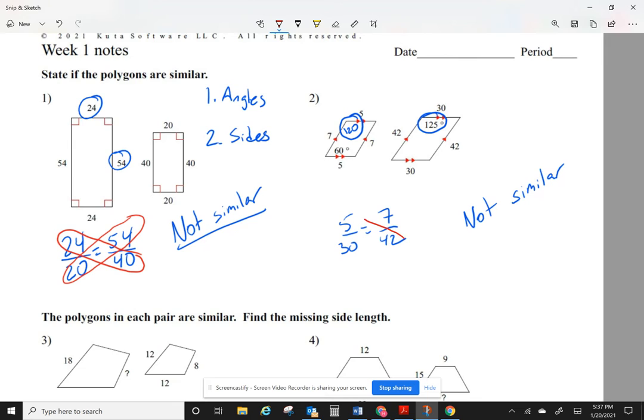Same thing on question number 2. Cross multiply 5 times 42 and then 7 times 30. Now in this case, they do equal the same thing. I get 210 on both. That means the sides are proportional. So once again, you cross multiplied. If the multiplications equal the same thing, the sides are proportional. If they don't equal the same thing, they're not proportional. So for the sides, you can do two things: either simplify the fraction or cross multiply.